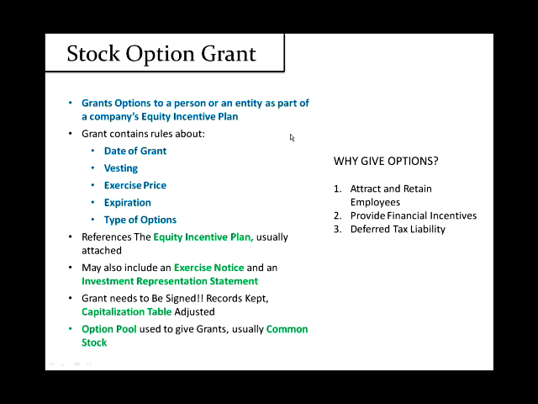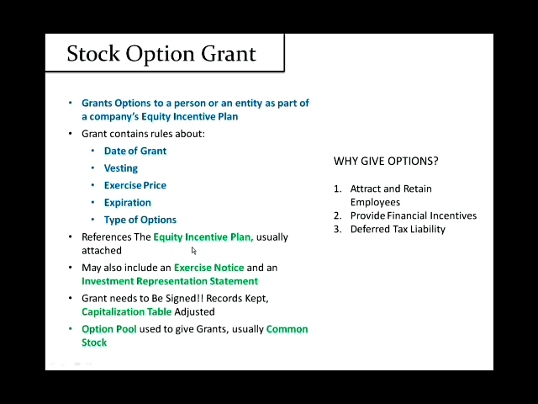Also, the options grant itself is going to reference something called the equity incentive plan, and that's usually attached. There's details on what the equity incentive plan is in our other video, but that's essentially all of the rules governing the options themselves. Also, the grant may include something called an exercise notice and an investment representation statement. The exercise notice essentially says, here are the rules to how you exercise this. And the investment representation statement says, hey, you know what this company does and you know what the company's up to. There's going to be no big surprises about this entity for you in the future.